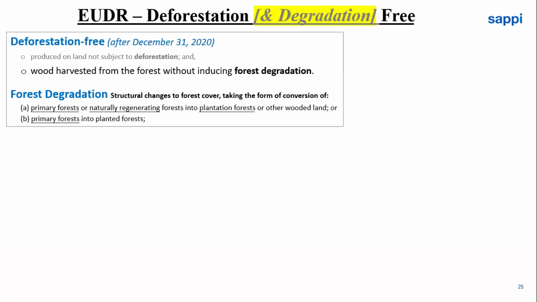All right, let's talk about degradation for a moment. I know time is going quickly here. Degradation has its own definition. It's important to understand this. As I mentioned before, it is talking about conversion. We as foresters probably think that degradation is looking at quality, like maybe the quality of your biodiversity habitat has gone down, or the quality of your maple beech forest has declined. No, they're not talking about quality. They're talking about conversion, structural conversion. And as I mentioned before, it's conversion of a primary forest into something else, or conversion of a naturally regenerating forest into something else. So that's important.